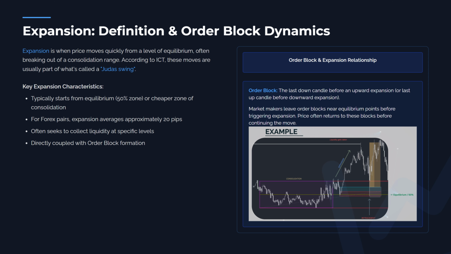Now here's where it gets really interesting. Just before an expansion happens, institutions place what we call order blocks. Think of these like footprints that the big players leave behind. An order block is simply the last candle that moved in the opposite direction before the expansion began. If price is about to shoot up, the order block is that last down candle. If price is about to fall, the order block is that last up candle. Why is this important? Because institutions often come back to these order block levels to add more to their positions. It's like they're saying, hey, this level worked for us before.